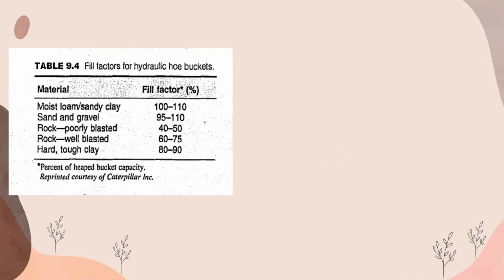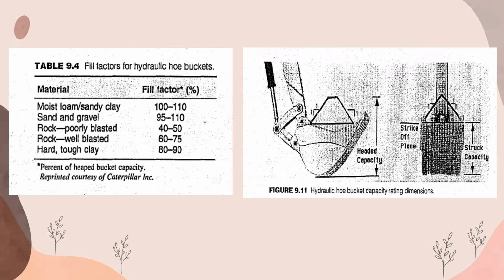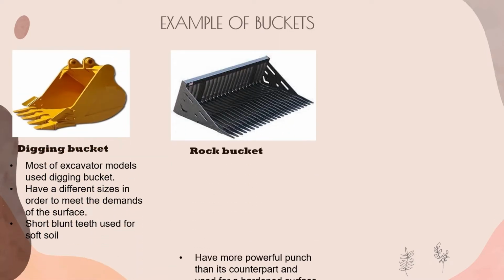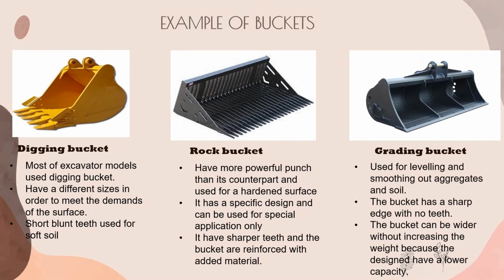Next, this is the table of fill factors for hydraulic hoe buckets, and the next one is a figure of hydraulic hoe bucket capacity rating dimensions. Next, these are a few examples of excavator buckets. Bucket number 1 is the digging bucket. Most excavator models use a digging bucket. It has different sizes in order to meet the demands of the surface. It has short blunt teeth used for soft soil.